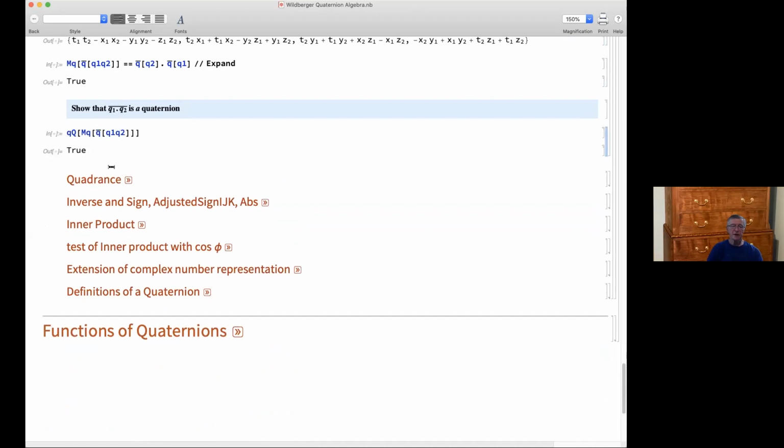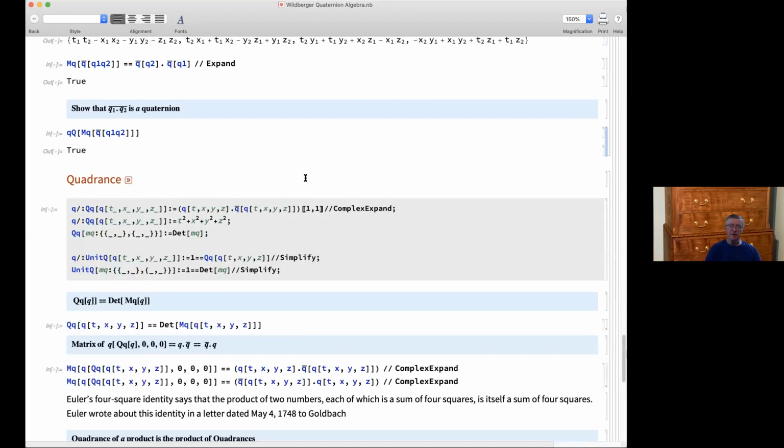There's a term that Weilberger uses. I was not familiar with it, but it's called quadrants. And quadrants is defined to be the square of what we normally call the absolute value of a complex variable. In other words, the quadrants is defined to be the sum of the squares of each of the individual elements. So t squared plus x squared plus y squared plus z squared, when the quaternion is defined through t, comma, x, comma, y, comma, z.